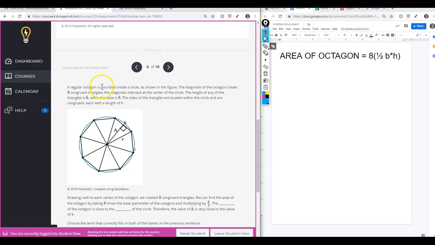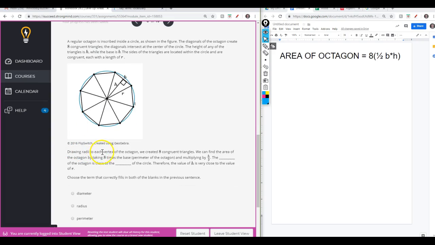Alright, a regular octagon is inscribed inside a circle as shown in the figure. The diagonals of the octagon create 8 congruent triangles. The diagonals intersect at the center of the circle. The height of any of the triangles is h, while the base is b. The sides of the triangles are located within the circle and are congruent, each with a length of r.